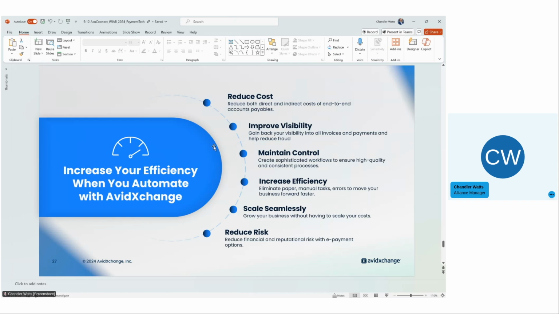So overall, increasing your efficiency, we're going to do what everybody wants to do when they buy third-party software, right? We're going to reduce your costs and increase efficiency. And within that, we're also going to improve visibility into your invoices and your payments. You're going to have more control over your workflows and your process as a whole. You're going to be able to scale seamlessly while making more payments and digesting more invoices, and you're going to reduce your financial risk with our e-payment options.